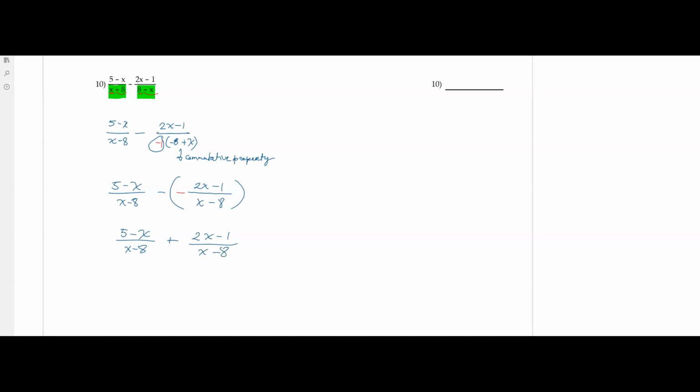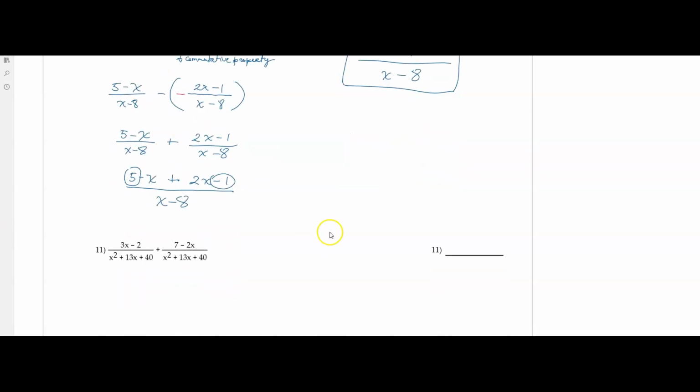Okay? Alright, so now we can put this as a single denominator, single common denominator, and that's going to be 5 minus x plus 2x minus 1 over x minus 8. Okay? So now let's combine the like terms, right? So the 5 with the negative 1, that's 4. And then the negative x plus 2x is x, or positive x. So it's going to be x plus 4 over x minus 8. That should be my final answer. Okay?